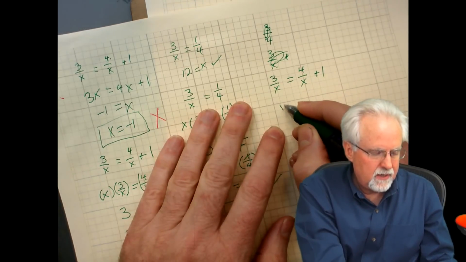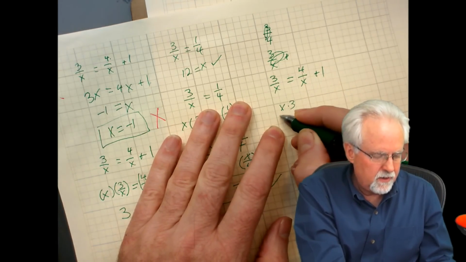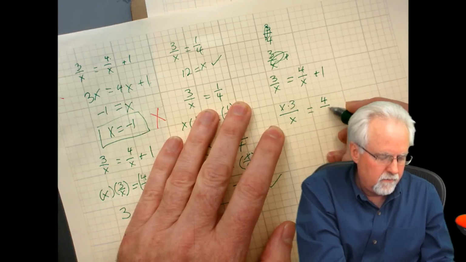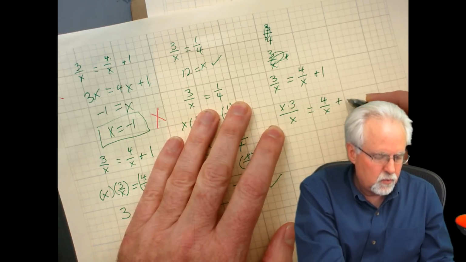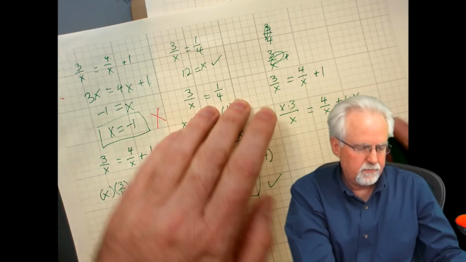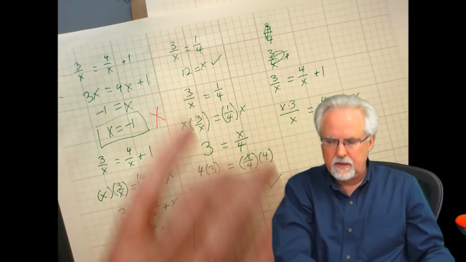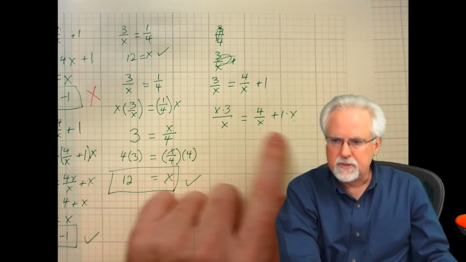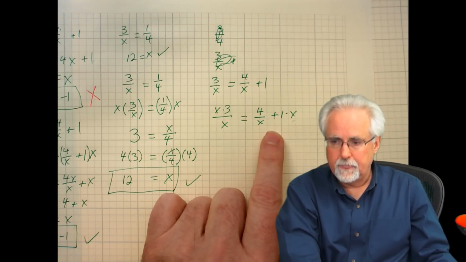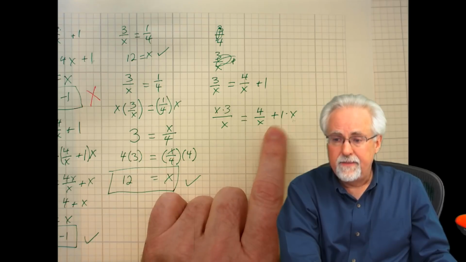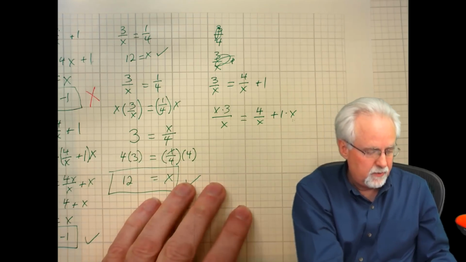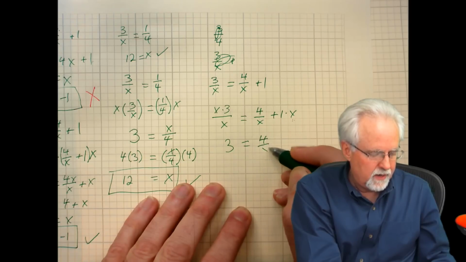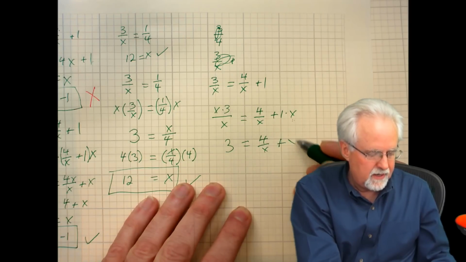And so I'm going to say x times 3 over x is equal to 4 over x plus 1 times x. So I multiply both sides by x. Oh man, you can't see that. Okay, there. Okay, I multiplied both sides by x. All right. This, okay, and then what would you get? You would have 3 is equal to 4 over x plus x.